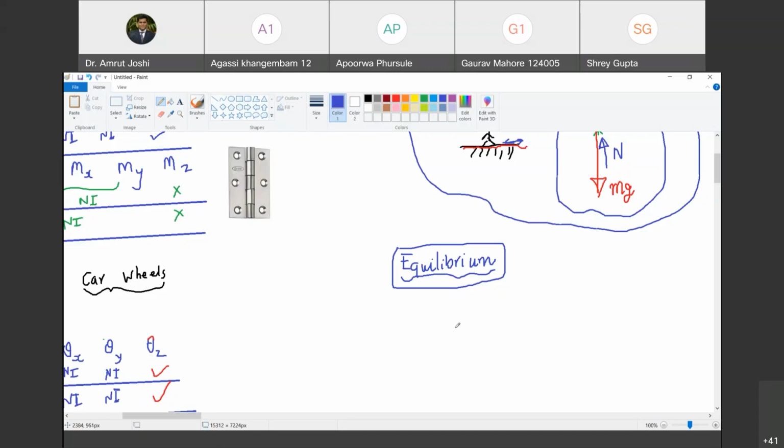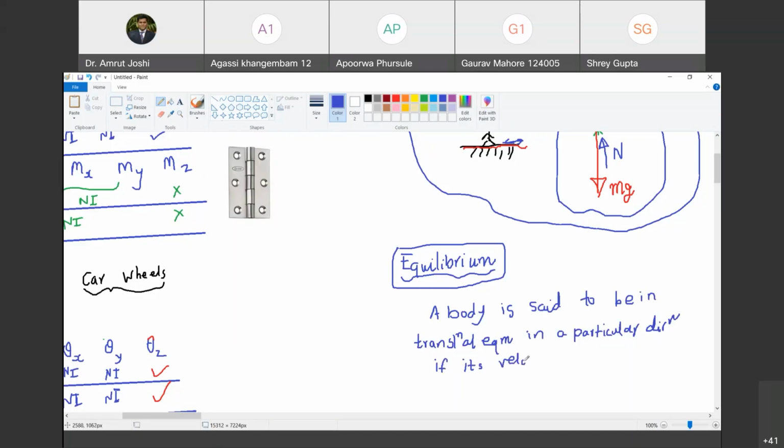Yes, sir. Okay. What we mean by equilibrium is this: a body is said to be in translational equilibrium, a new word I am introducing, in a particular direction, if its velocity remains unaltered in that direction. Are you with me? Yes, sir. In that direction.